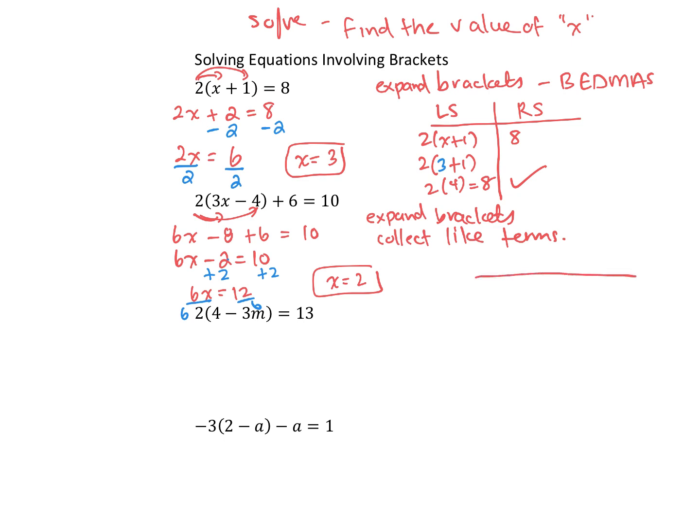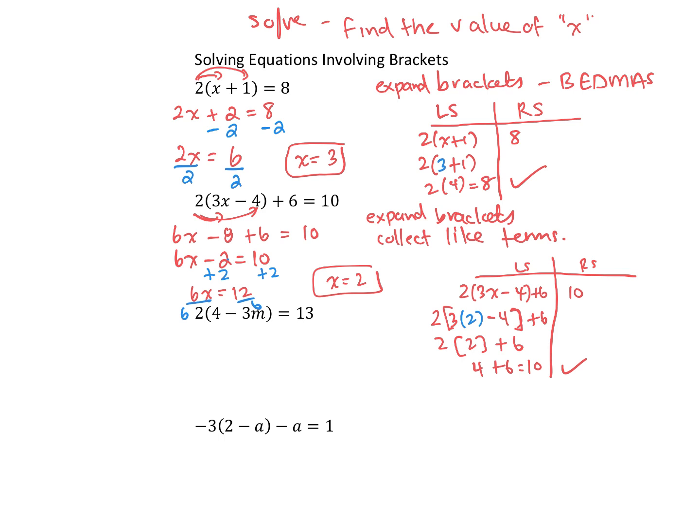And I'll do a left side, right side check. Let's see if I have room here. I'm going to remember we always write the original question. Then we're going to sub in our answer. So we think x is 2, so we'll put that in there. The bracket is 3 times 2 is 6. 6 minus 4 is 2. 2 times 2 is 4, plus 6 is 10. Left side equals right side.